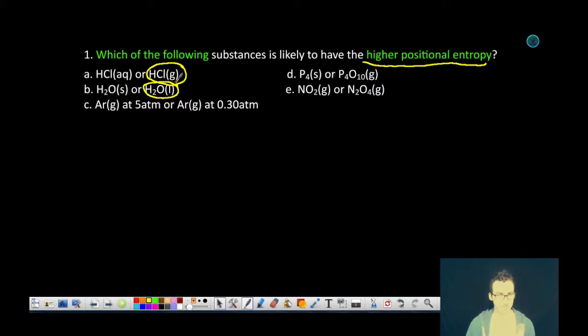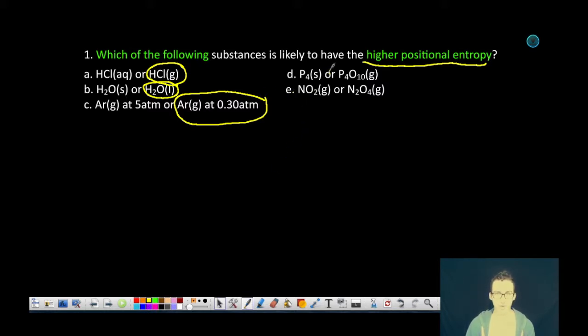phase will. As you look at part C here, it says argon gas at 5 atmospheres or argon gas at 0.3 atmospheres. In this example, the gas under less pressure will exhibit a greater entropy or more disorder. Again, as you think about this, putting a gas under a greater pressure is going to force those molecules into a more ordered state. And so a lower pressure or larger volume is going to allow them to be more disorganized, more crazy at that lower pressure.